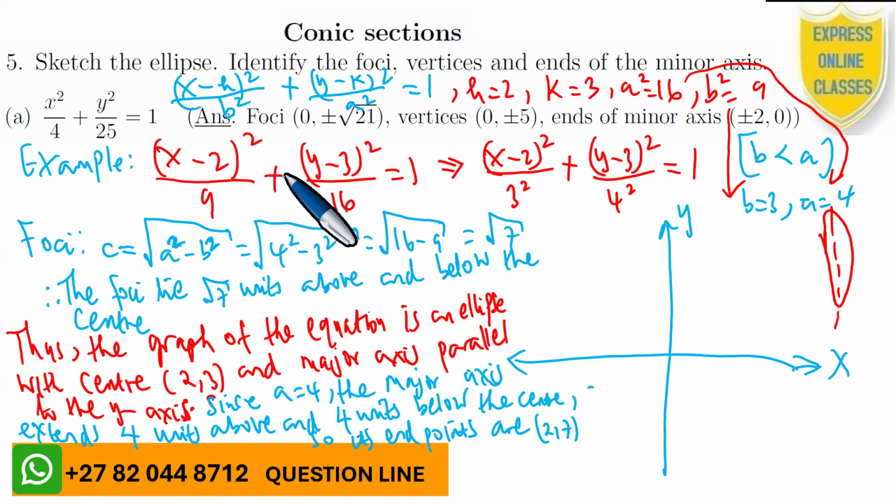If the center is 2, 3, we're going to analyze that. Since A is 4, which is the biggest one, it means the major axis extends 4 units above and 4 units below the center. So its endpoints are 2, 7, and 2, -1.